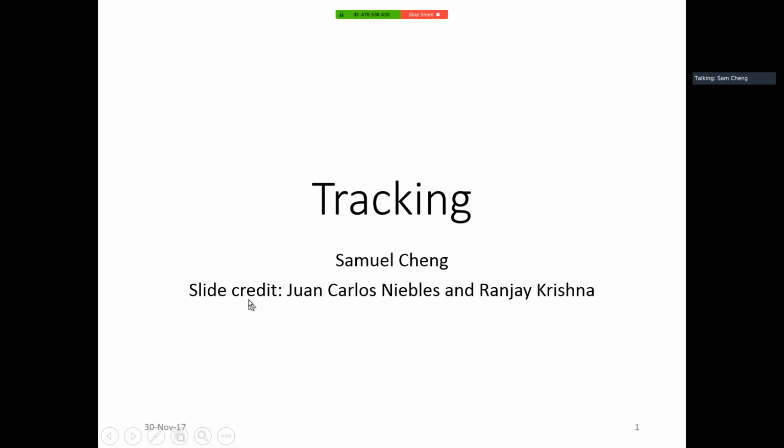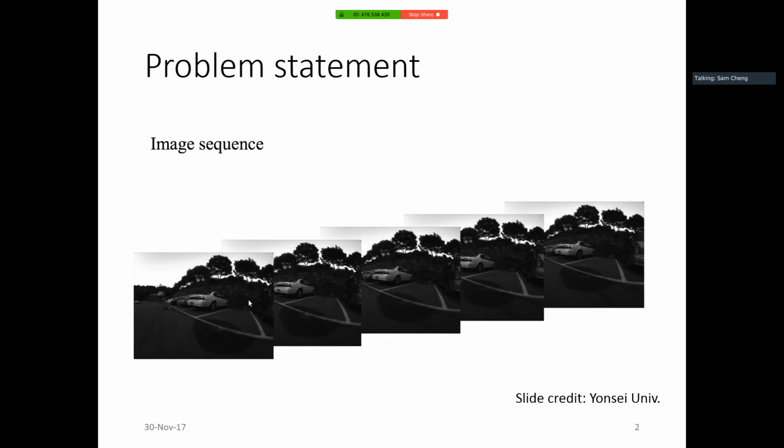So we're going to talk about tracking today. We continue our discussion on optical flow. I guess it's a logical step. For optical flow, we're only tracking pixels on the screen, like we target particular pixels. But here in tracking, we want to track a particular object, or at least approximate the position of that object.